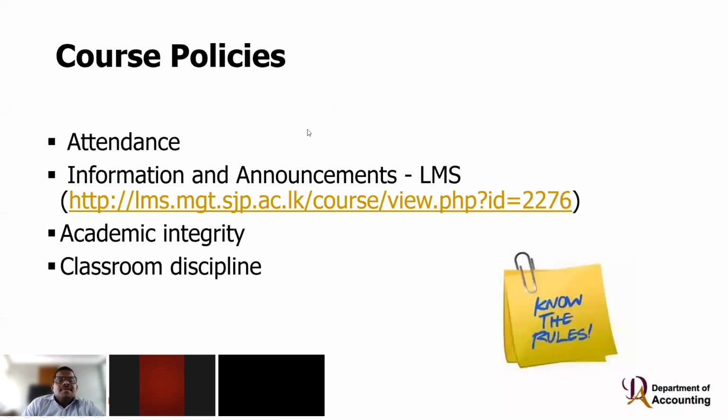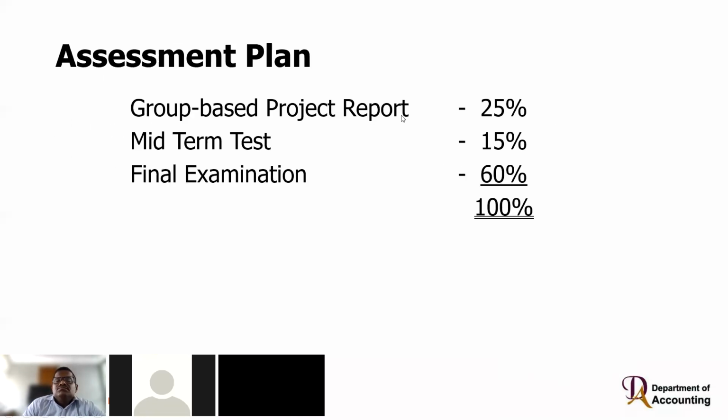Then the assessment method, of course. We will be giving you a group-based project report, 25 marks. We have the midterm test, 15 marks, and also the final examination, 60 marks. So basically, group-based project reports, midterm test, and final examination, these are the three modes of evaluation.